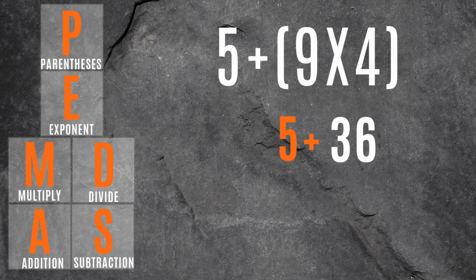We continue on. Level 2 is going to be exponents. We don't have any of those. We have no multiplication or division. And then the last level is addition and subtraction. We do have addition, so we will finish it out with 5 plus 36, which equals 41.